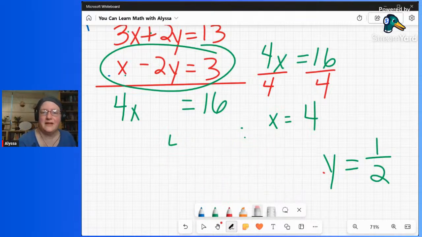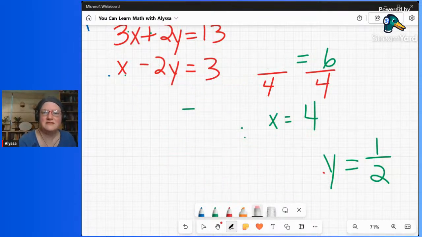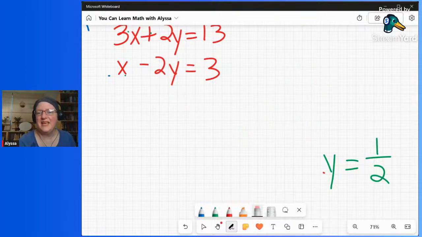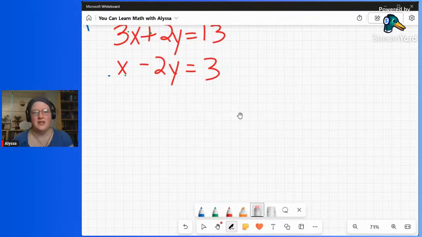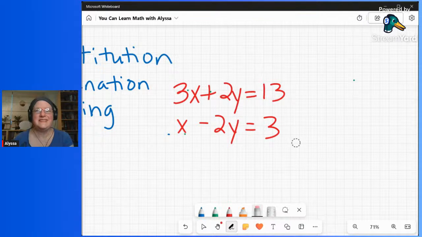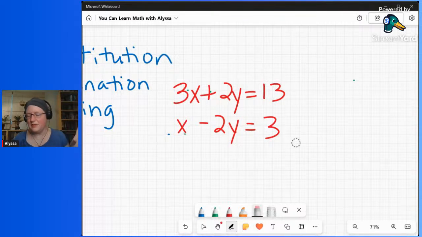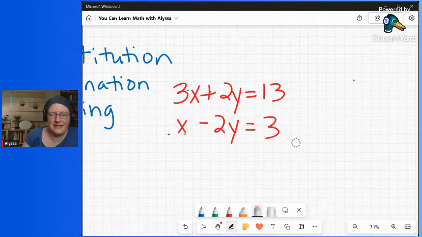Now, if we had graphed this, would we have seen that? Oh, yeah. Now, what would happen if it didn't cancel out like that, but we were still being told to use elimination? Then we have to multiply by something or divide by something. Multiplication is generally better. I'm not a big divider person. I like multiplying. We would need to multiply by something to make it work.